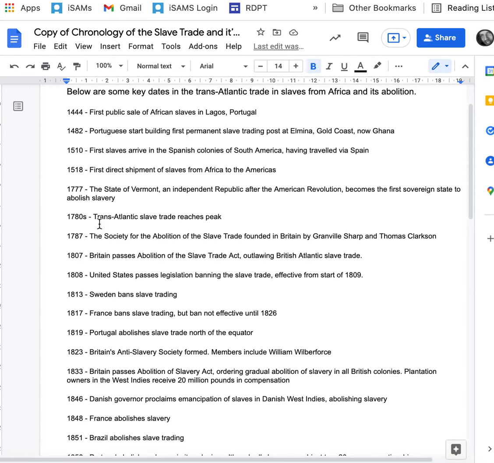1780s, the peak of the profits in the transatlantic slave trade, and then we see here in Britain, 1787, a Society for the Abolition of the Slave Trade is founded by a man called Granville Sharp and Thomas Clarkson. And then that's where we pick up our story, 1807, the abolition of the slave trade. We'll be looking into what happened between 1780 and 1807 for this to actually occur.